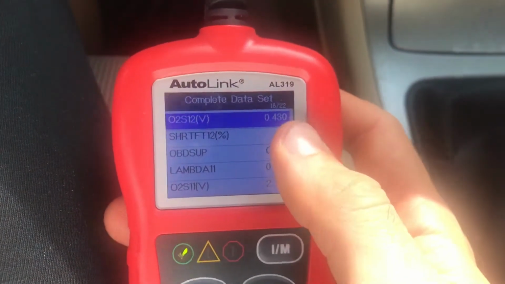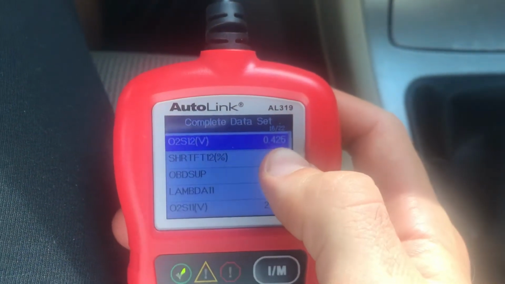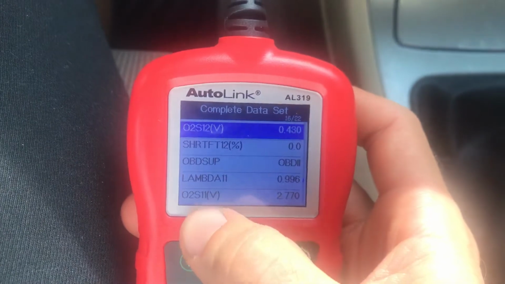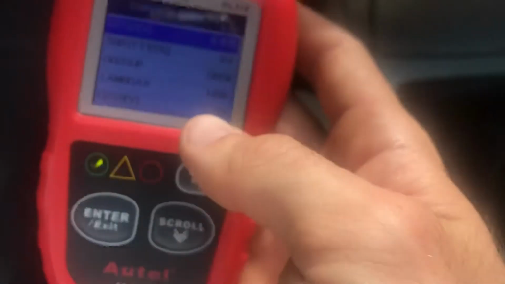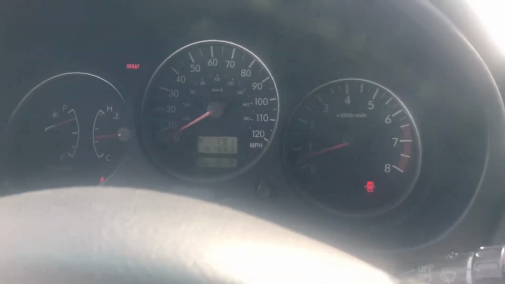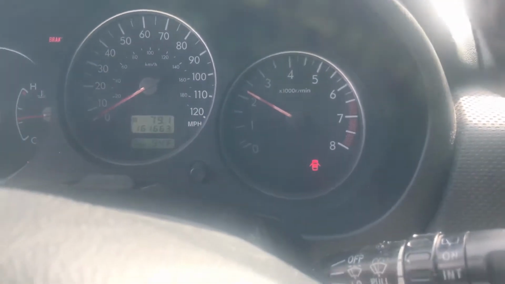So as you can see right now, we've got the downstream O2 sensor, which is around 0.4 volts. We've got the upstream sensor, which is at around 2.7 volts. And we don't really care about what these values currently are, because what you need to do is make sure your car's in neutral, whether it's a manual or automatic transmission, and then we're basically going to raise the RPM up to about 2,000 to 2,500 RPM.